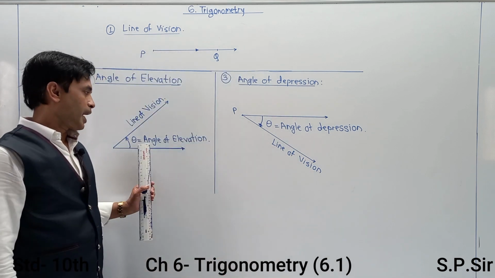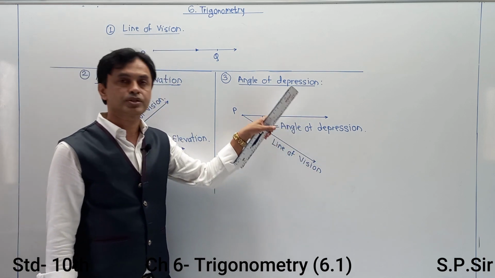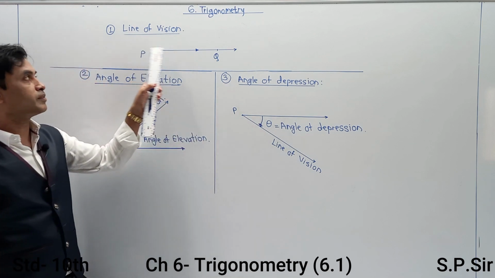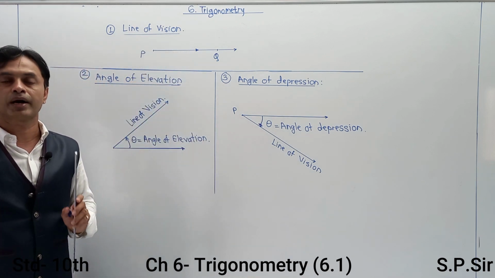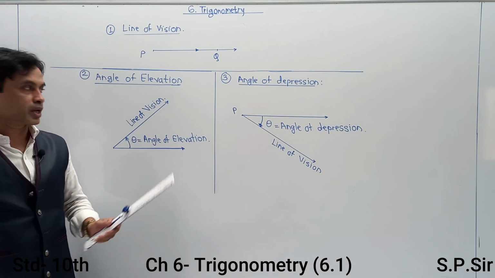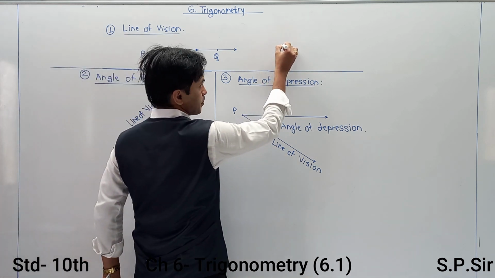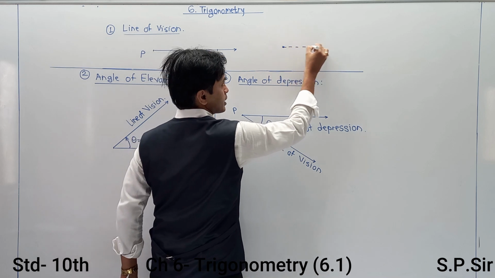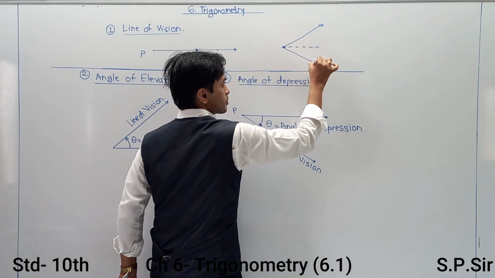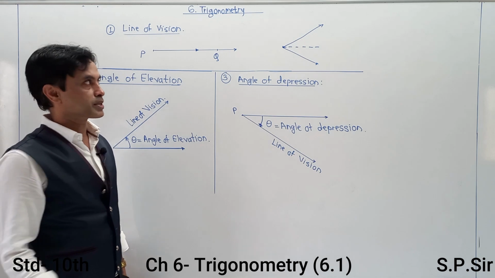The only difference is that angle of elevation means you are observing something in an upward direction, and angle of depression means you are observing something in a downward direction. Both concepts along with the line of vision are used in numericals, which are part of 6.2 onward. Also, some numericals may be a combination: a person at a particular position with a horizontal axis observes one object in an upward direction and another object in a downward direction. Such types of numericals are also available in your syllabus.